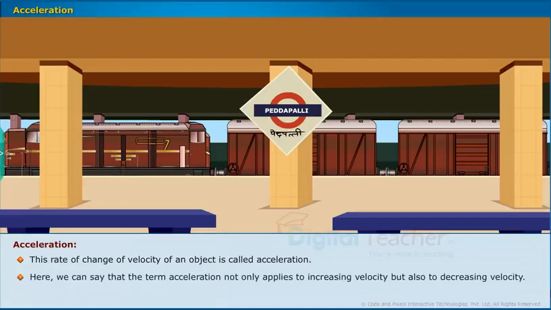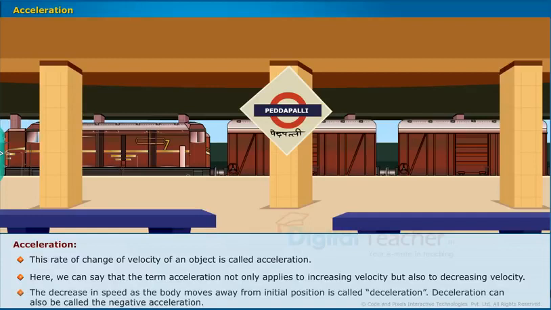Here, we can say that the term acceleration not only applies to increasing velocity but also to decreasing velocity. The decrease in speed as the body moves away from the initial position is called deceleration. Deceleration can also be called negative acceleration.